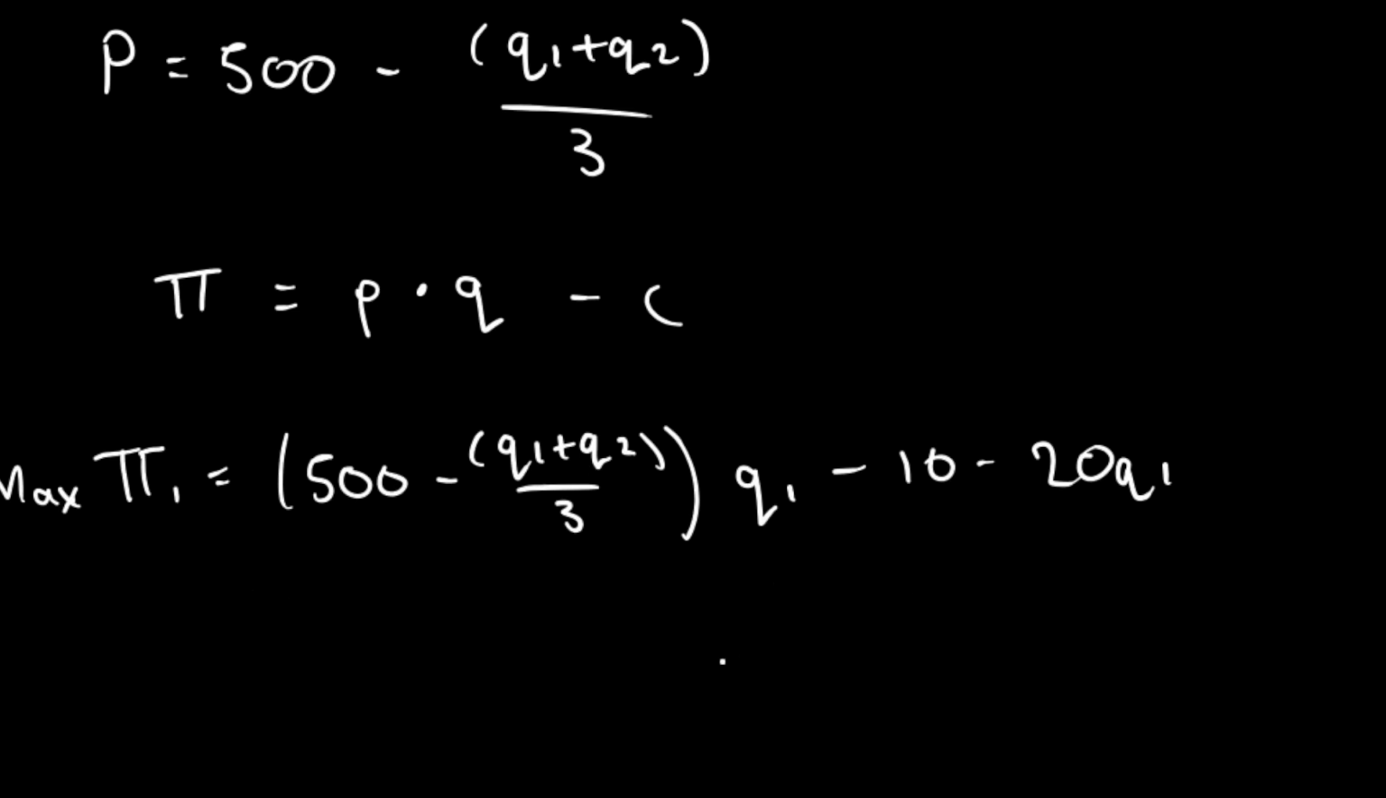When we maximize a function, remember we just differentiate it with respect to the variable that we're trying to maximize, which in this case is quantity. So we're going to differentiate it, or take the first order conditions of this function with respect to Q1, set that equal to 0, and solve for Q. And that will give us the value for quantity that maximizes this profit function here.